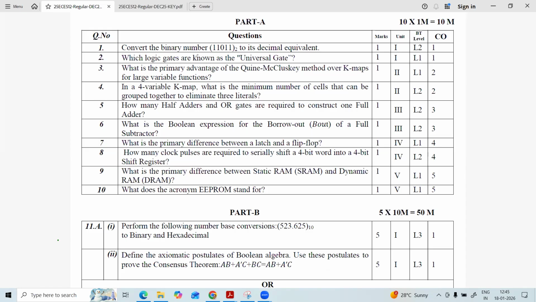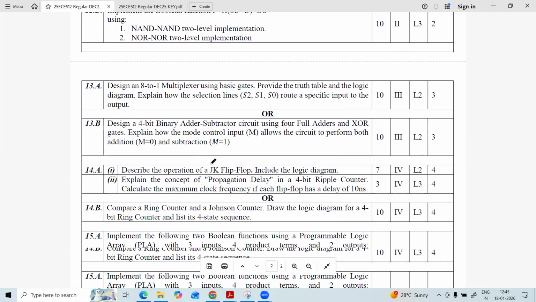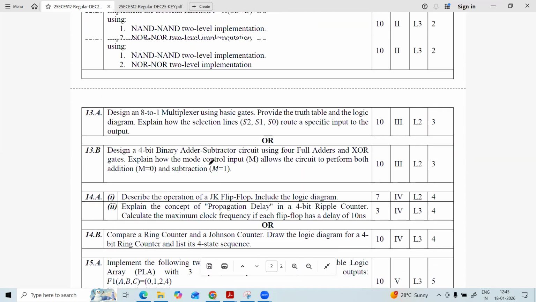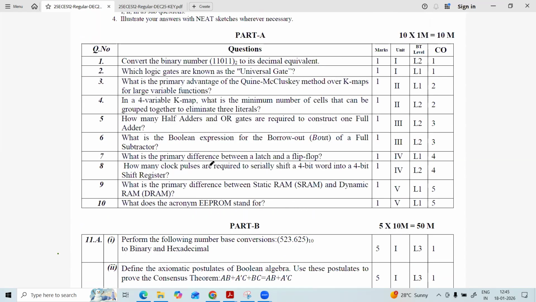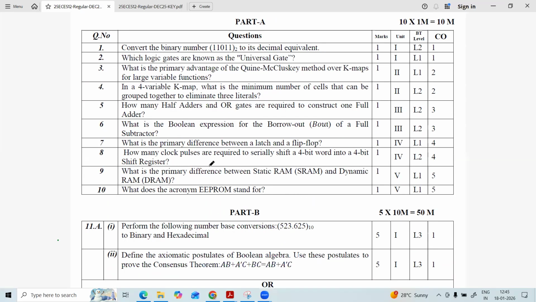So here the questions are: convert the binary number 11011 to its decimal equivalent. Like this we have objective questions, 1 mark each. Then we have long questions. We'll discuss the answers quickly so that you can match how much you are correct. Okay, so you can check your answer. For many answers you will be able to remember how you did your process.